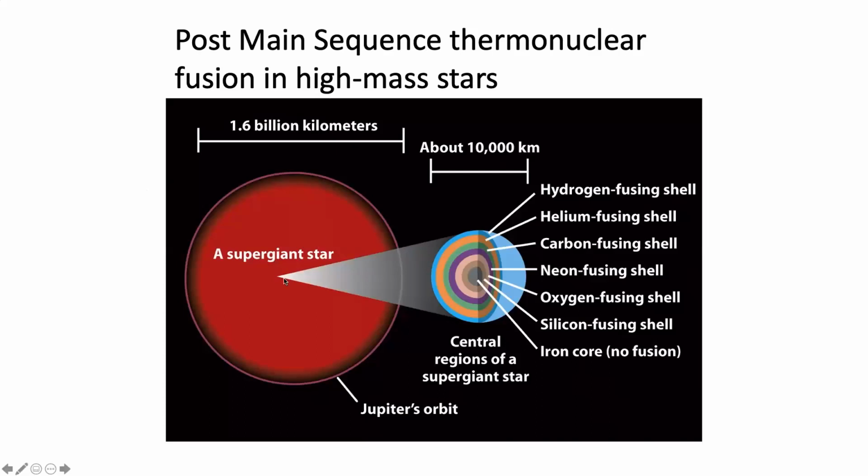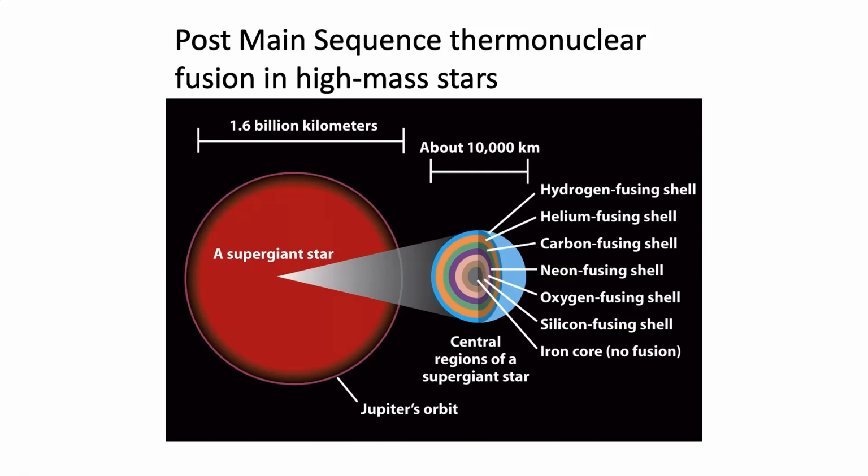And the core of a supergiant star, if you look at the size of this star compared to the size of its core, you can see that we're talking about very, very vastly different size scales. We get much heavier elements. We get hydrogen, helium, carbon, neon, oxygen, silicon, and iron. But iron is the dead end for these supergiants. Iron is the dead end.